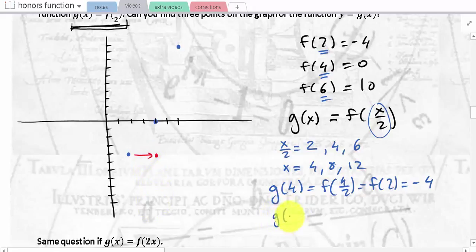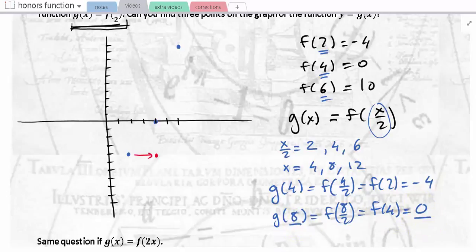What is g of 8? g of 8 is f of 8 divided by 2, which is f of 4. And f of 4 is 0. So we have the point (8, 0). I didn't put enough tick marks: 1, 2, 3, 4, 5, 6, 7, 8, 9, 10, 11, 12. So (8, 0) right here. Okay, so this point went there.